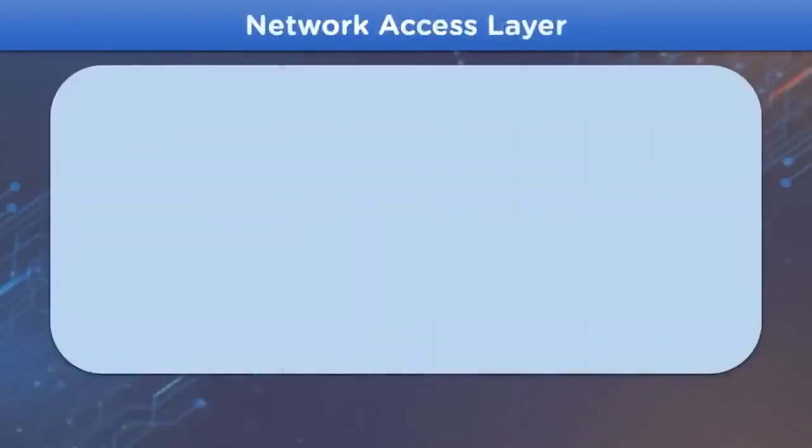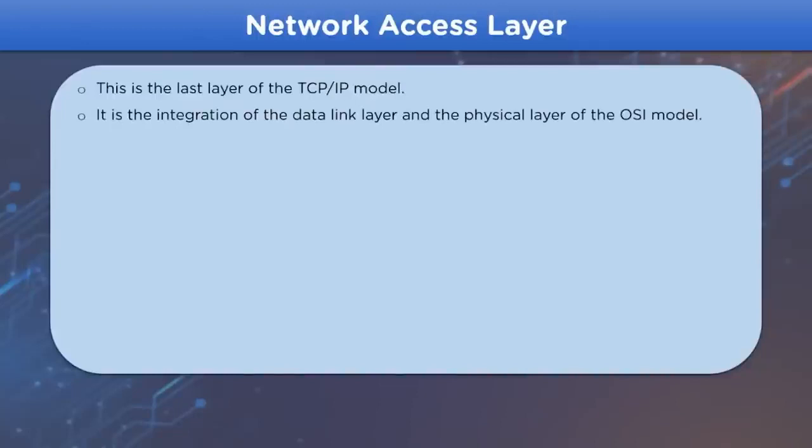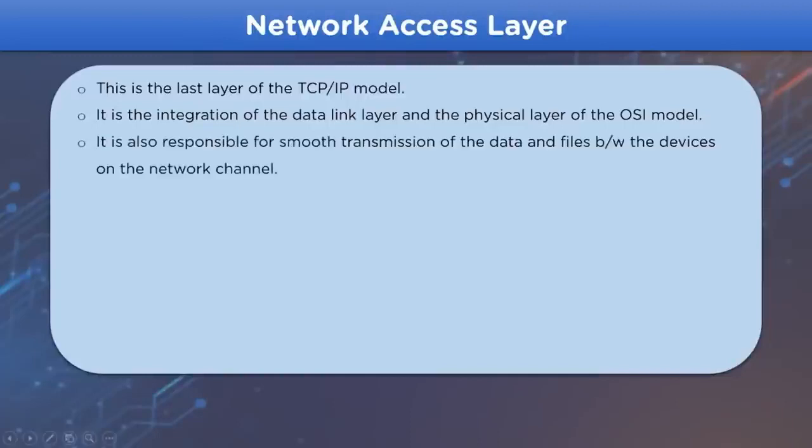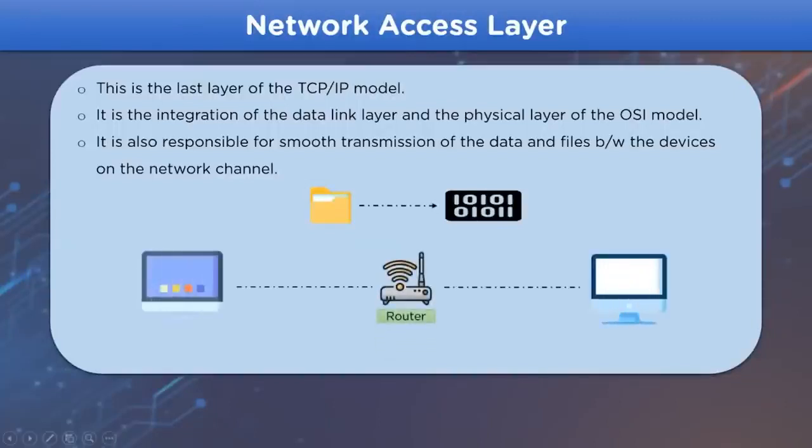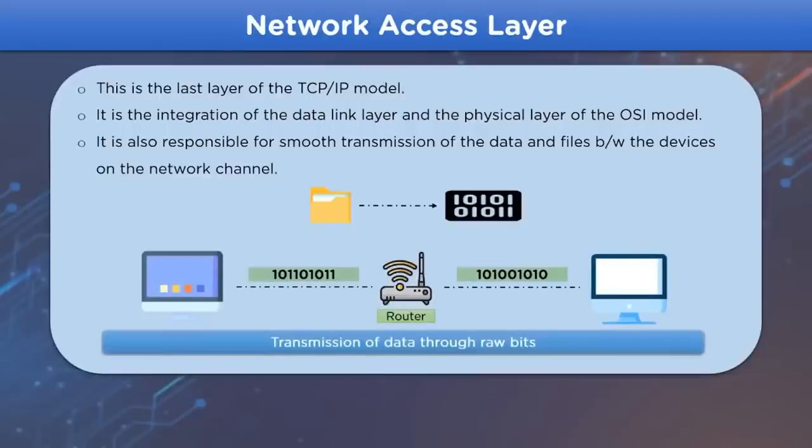In the end, we have the network access layer. This layer is a combination of the data link layer and physical layer from the OSI model, where it is responsible for maintaining the task of sending and receiving data in raw bits. The raw bits are transferred from the sender side to the receiver side in the format of binary digits, which are zeros and ones.